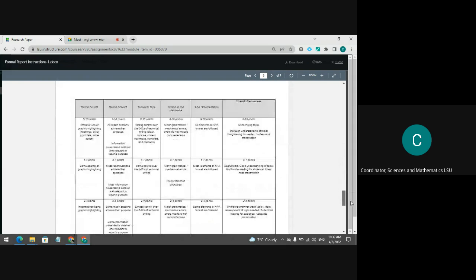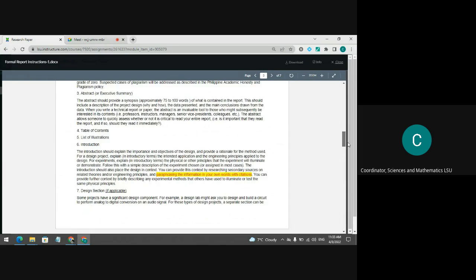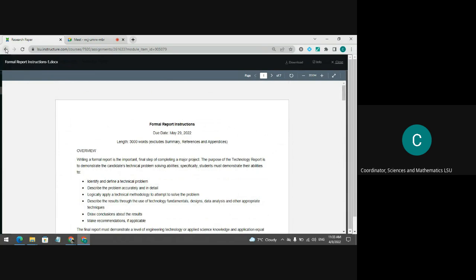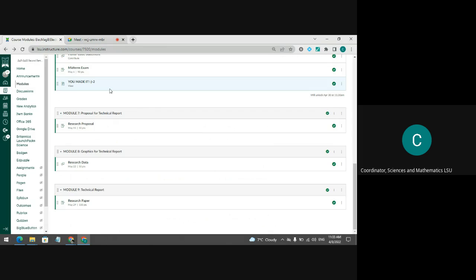So you have again the rubric for your formal report. So that's it for your finals. Again, I want you to concentrate on writing your paper properly, and we are not going to have our final exam for laboratory anymore. All right. So again, Module 7 is the proposal. Submit your research proposal on May 15. Do your work before the deadlines because I will not be entertaining questions regarding the submissions 48 hours before the deadline.